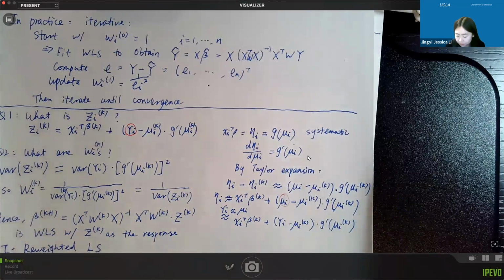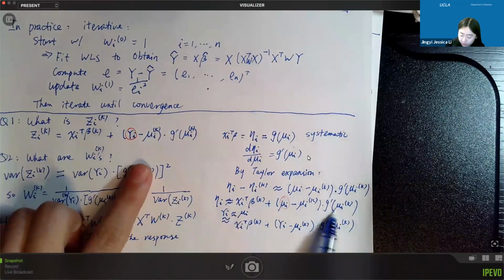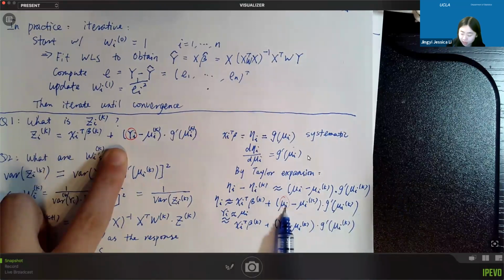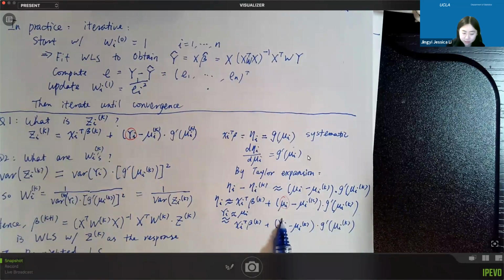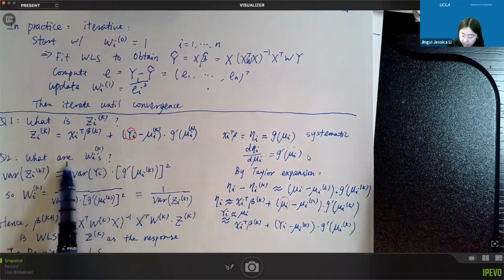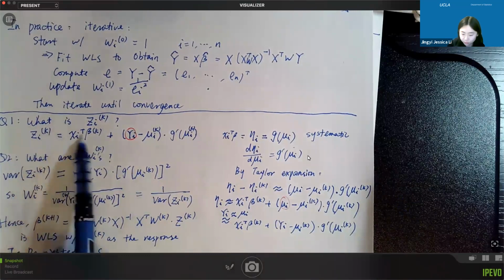So if I further use yi to approximate mu i, you see that this term is already very similar to our zik formula, except that here we have mu i, here we have yi. If we consider yi to be an approximation of mu i, its mean, we can have this form, which is exactly how we define the working dependent variable.